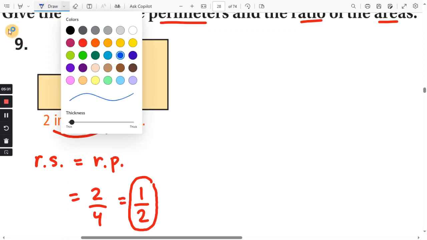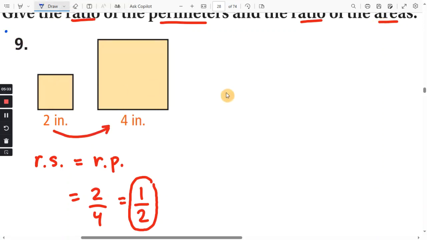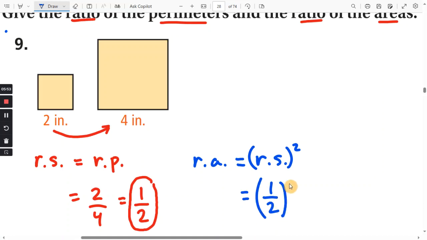All right, and then the second part, ratio of the areas. We said that the ratio of the areas equals the ratio of the sides squared. All right, what's the ratio of the sides? Well, we just did it. That's 1/2. And you want to square that fraction.